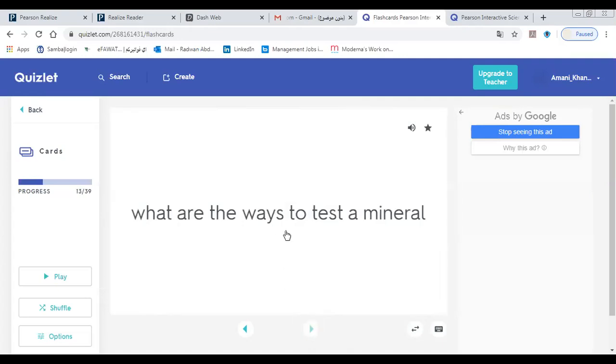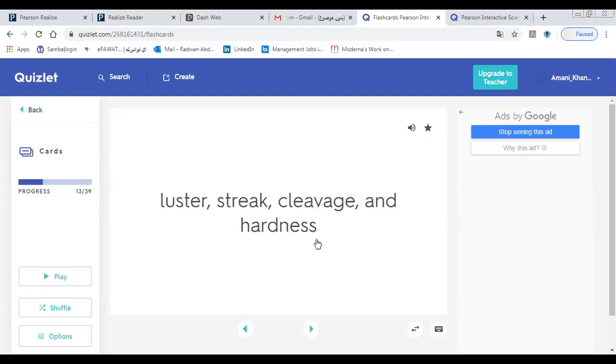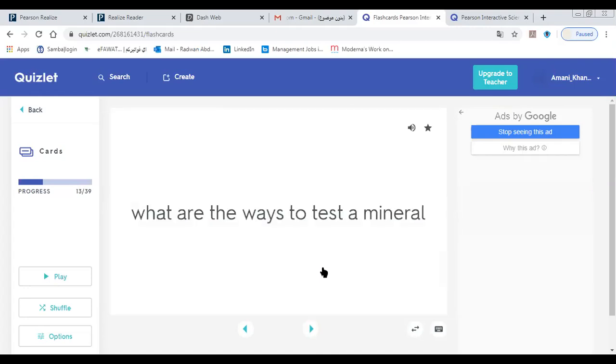What are the ways to test a mineral? Luster, streak, cleavage, and hardness. All of you listen. Luster, streak, cleavage, and hardness. Excellent.